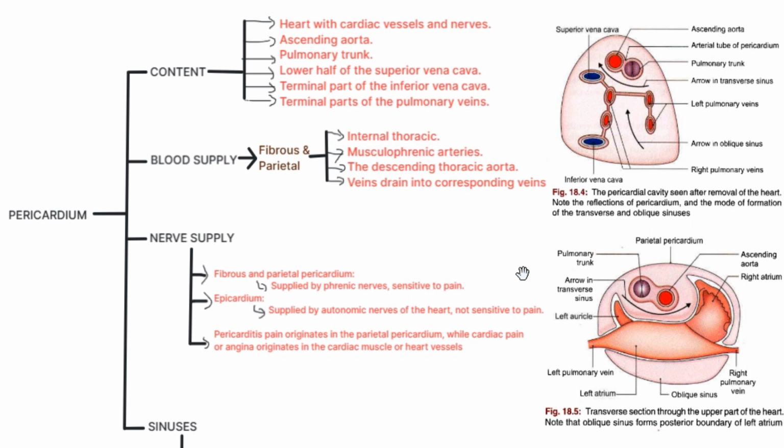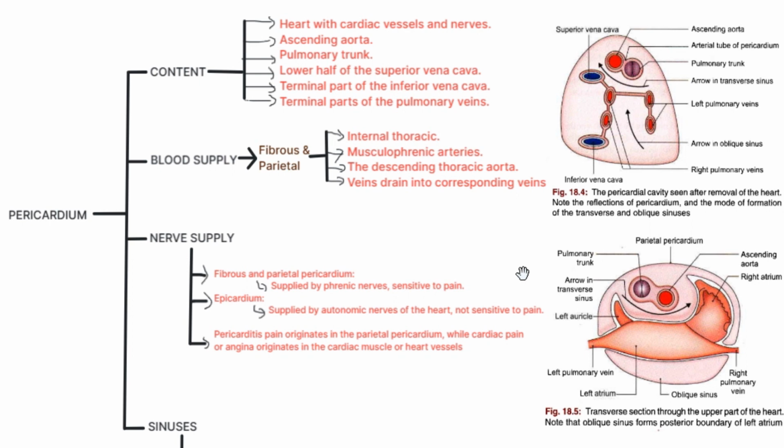Next we have nerve supply of the pericardium. Fibrous and parietal pericardia are supplied by your phrenic nerves. They are sensitive to pain. The epicardium is supplied by the autonomic nerves of the heart and it is not sensitive to pain. Pain of pericarditis originates in the parietal pericardium alone, and on the other hand, cardiac pain or angina will originate in cardiac muscles or in the vessels of the heart.